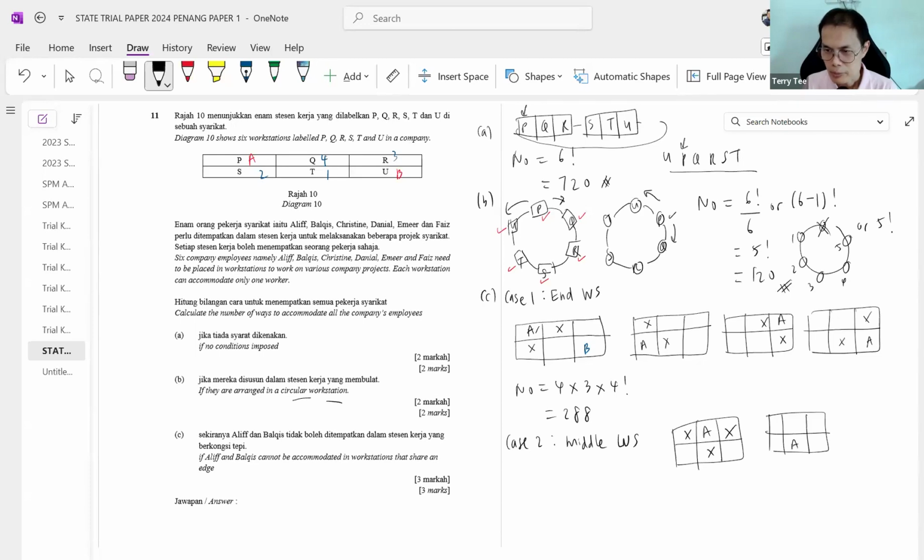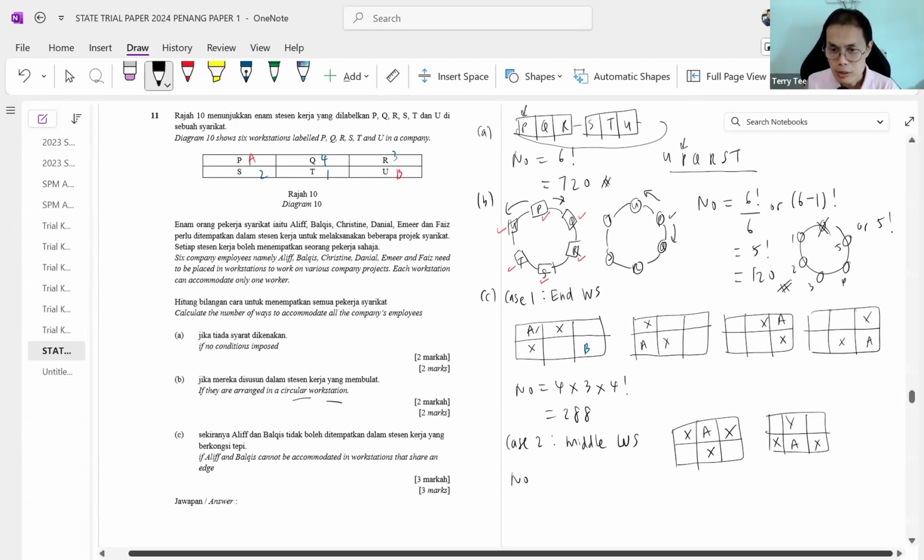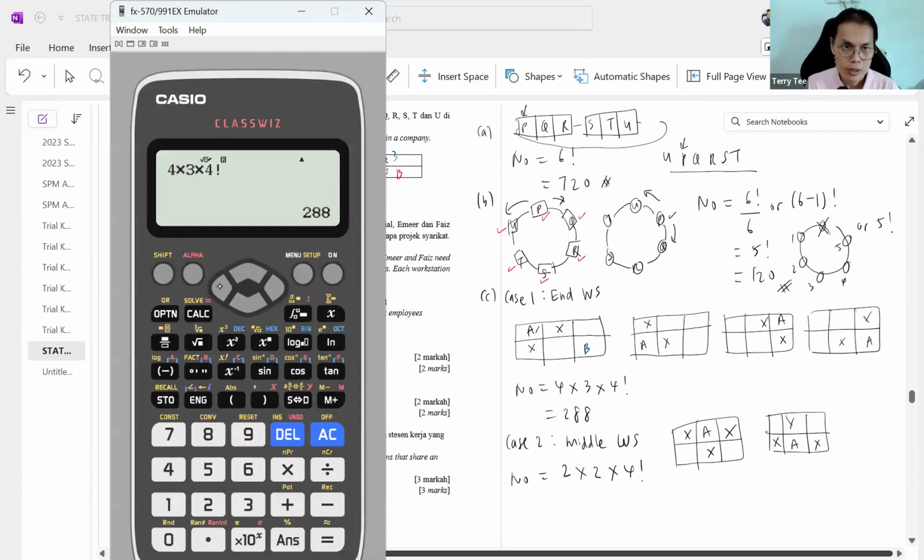Now, likewise, I can also put Alif down here. Okay, where can I not put Balkis? I can't put Balkis here, here, and here. Again, I can put on the other 2, top left and top right. So there are only 2 positions to fix Alif, which is 2. How about Balkis? Also 2. How about the rest? 4 factorial. So just change this on your calculator. 2 times 2 times 4 factorial, you get 96.